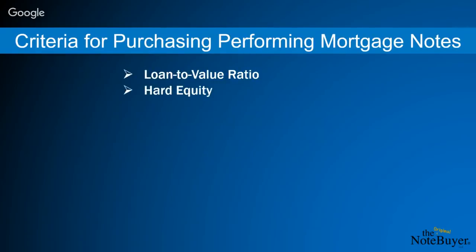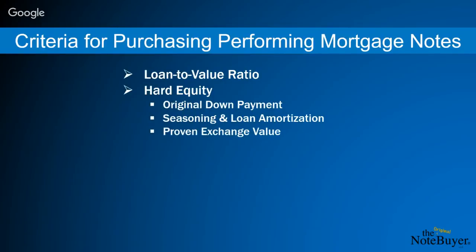Okay, so we look at the loan to value, then we look at hard equity. We talked about that. Is there actually cash invested in this note? That would be either original down payment or seasoning, where the loan's been amortized and every month they're paying some money towards the principal pay down. Or is there proven exchange value? Did they give them a car or a boat or something like that as a down payment? Is the note seasoned? Have they been making payments over a period of time? Okay. Usually it's a 6 months minimum.